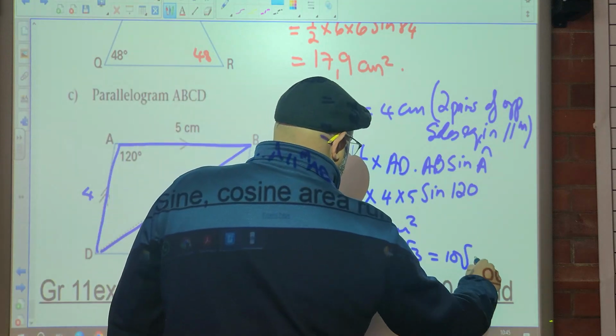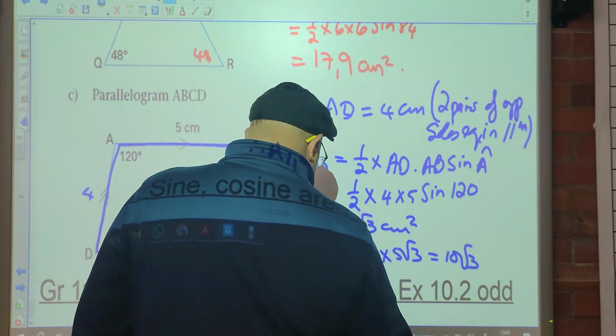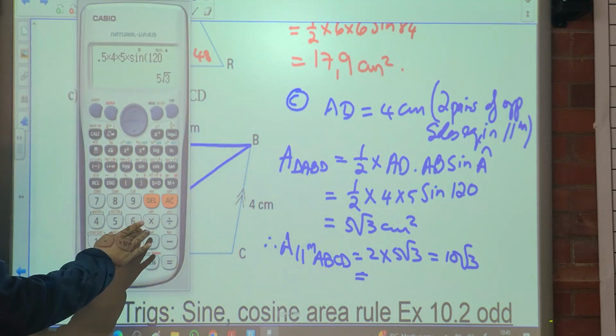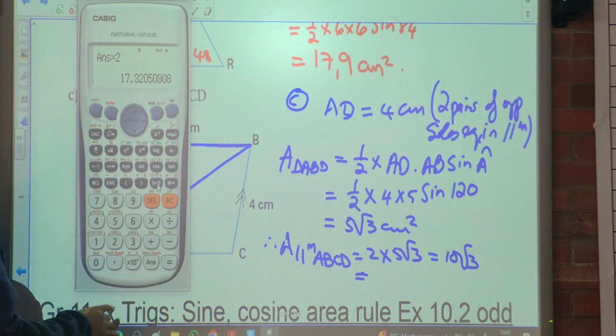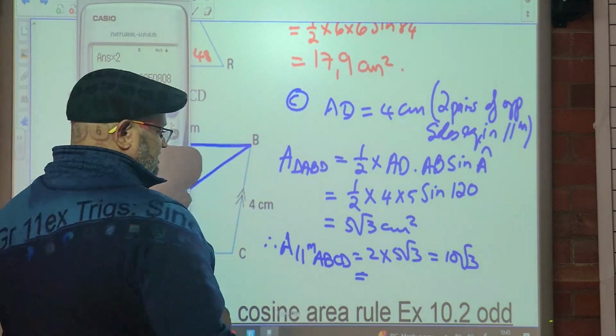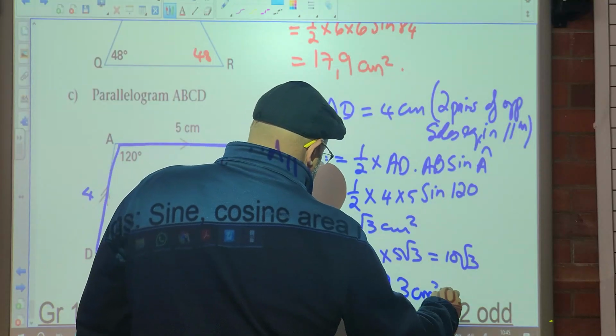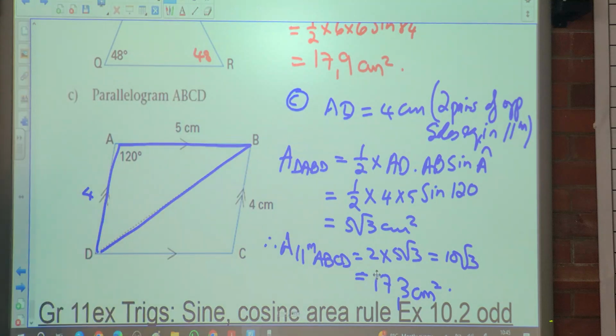Yeah? So therefore the area of the parallelogram ABCD is equal to 2 times 5 root 3, which indeed is 10 root 3, and in its decimal equivalent will be 17,32. So 17,3 centimeters squared.